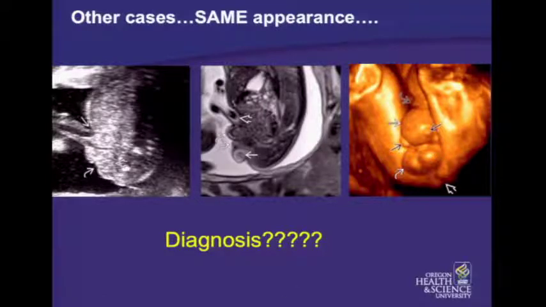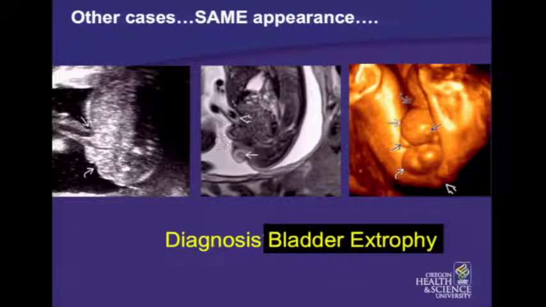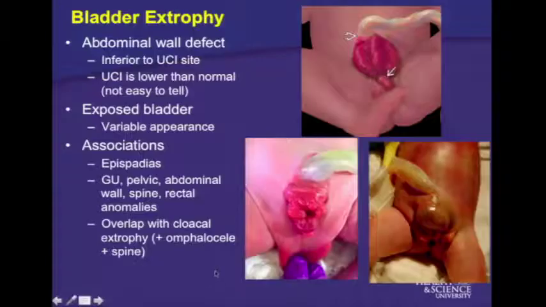So this is a diagnosis of bladder exstrophy. I end with this diagnosis because it's a combination of abdominal wall defect and GU anomaly. Bladder exstrophy is from an inferior abdominal wall defect. So the defect is inferior to the cord insertion site and is basically a filleted open bladder. So this is an exposed bladder which will have a variable appearance. It can be quite smooth, or it can have these nodularities because of exposure to amniotic fluid.